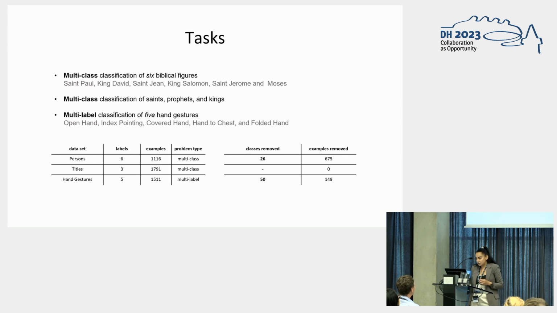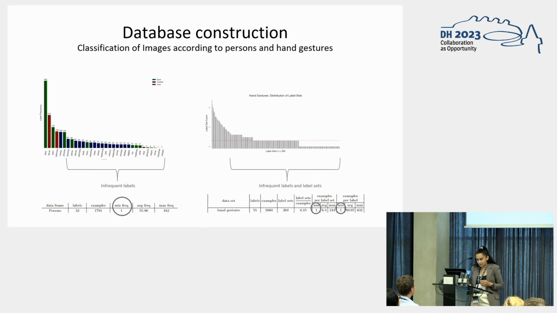So what we decided to do was, I'll just go back, sorry. As you can see here in the persons plot, the names can be separated into 3 categories of saints, prophets, and kings. And because of the big label space, we decided to create a third data set called titles, where we used these three classes. We decided to take advantage of the fact that the classes could be merged.